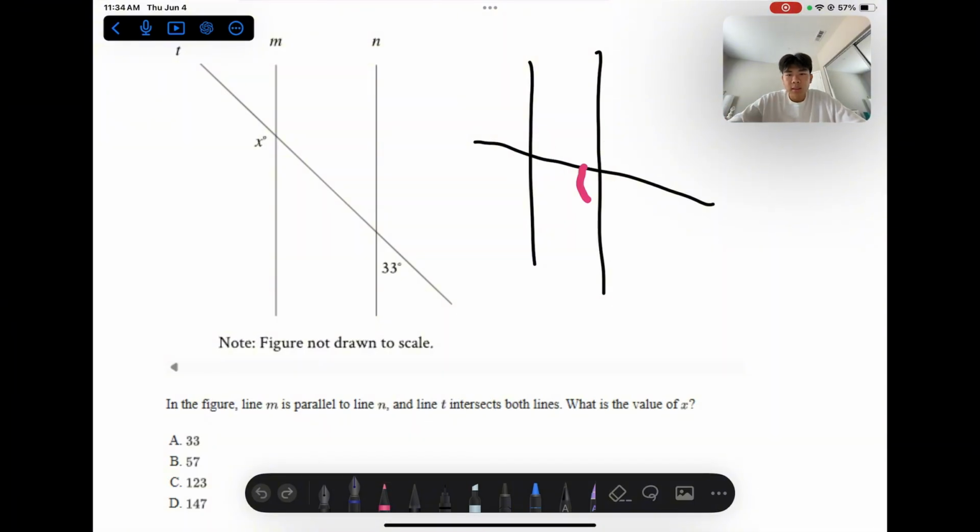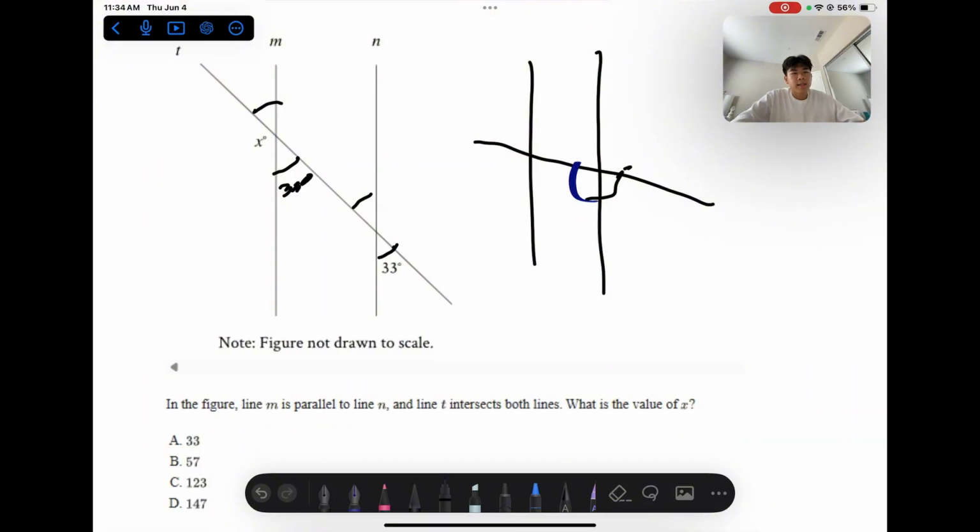And another thing you should know is that it's a line, right? Or this thing's a line. So that means that this angle plus this angle adds up to 180. So with that, let's try to solve this question. We know that this angle and this angle are the same, so that's 33. Then we also know that this angle is also 33 because they're the same, right? This angle is also 33 degrees.